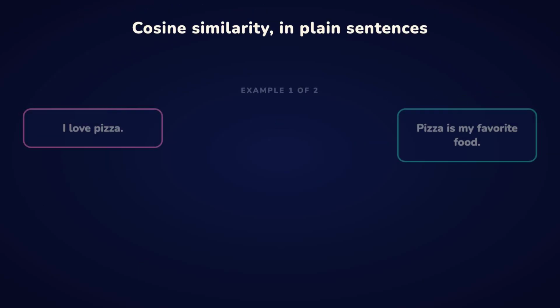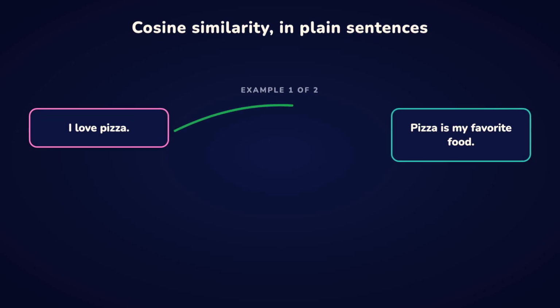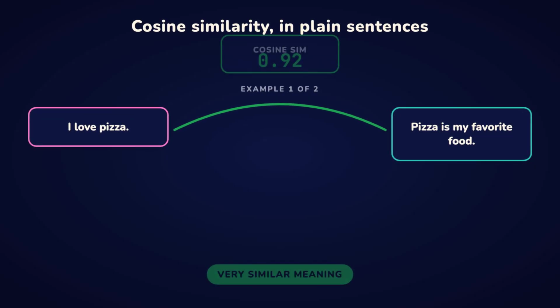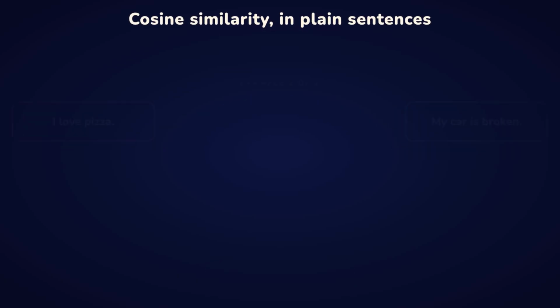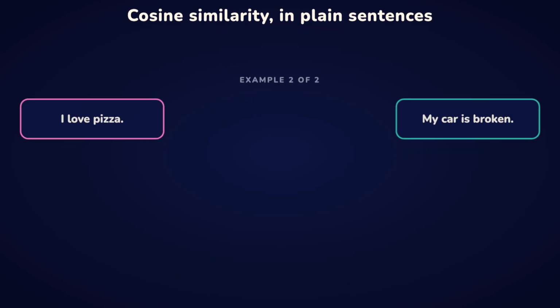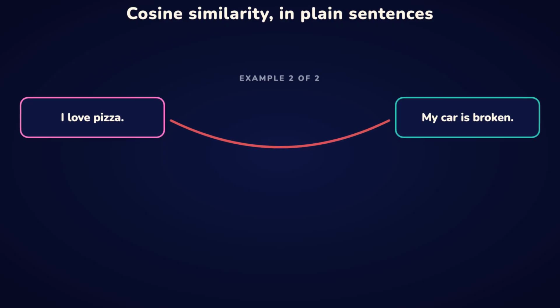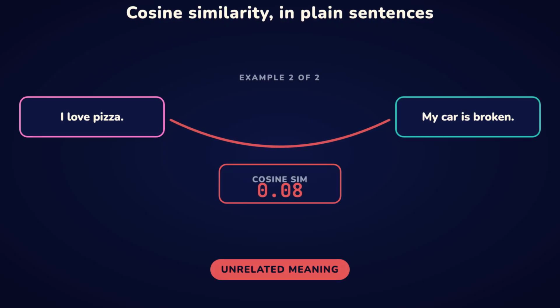Let's take two sentences: I love pizza and pizza is my favorite food. They have cosine similarity of around 0.9. The same sentence compared with my car is broken scores only around 0.1. Same words don't matter, only meaning does.